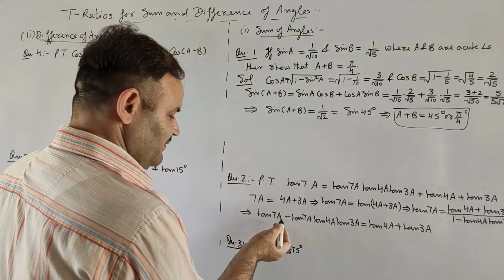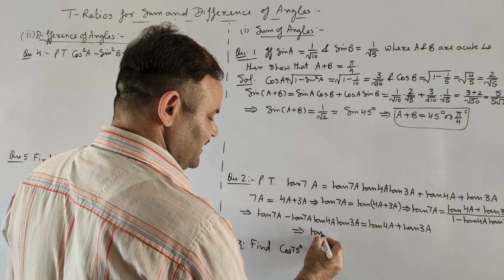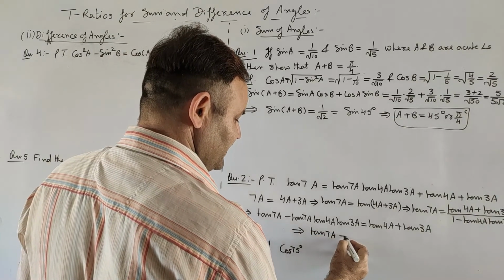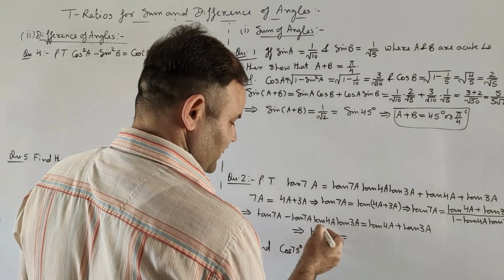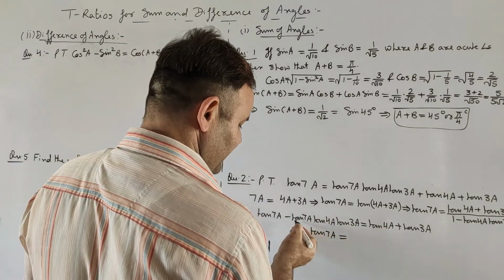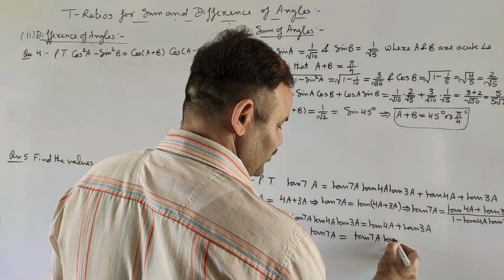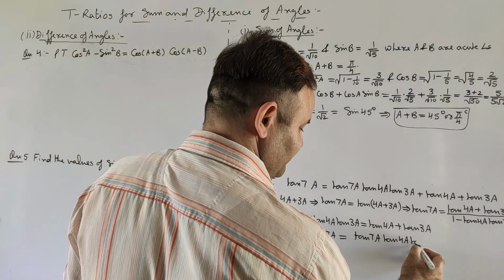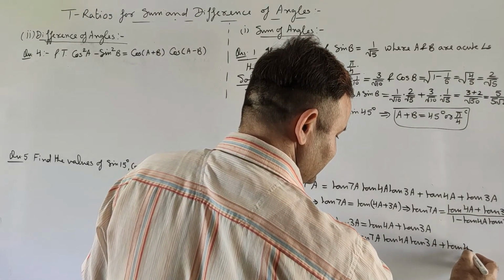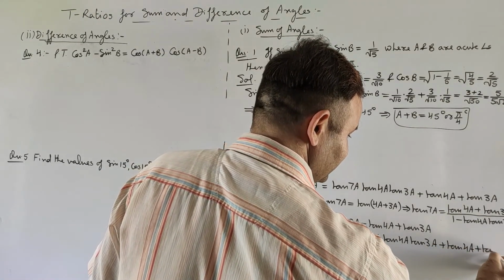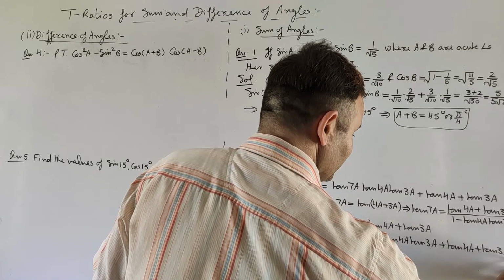Now if we keep tan 7a on the left hand side, then it will give us tan 7a is equal to, this term will be taken to the right hand side and will become positive, so tan 7a is equal to tan 4a tan 3a tan 7a plus tan 4a plus tan 3a, and this was to be proved.